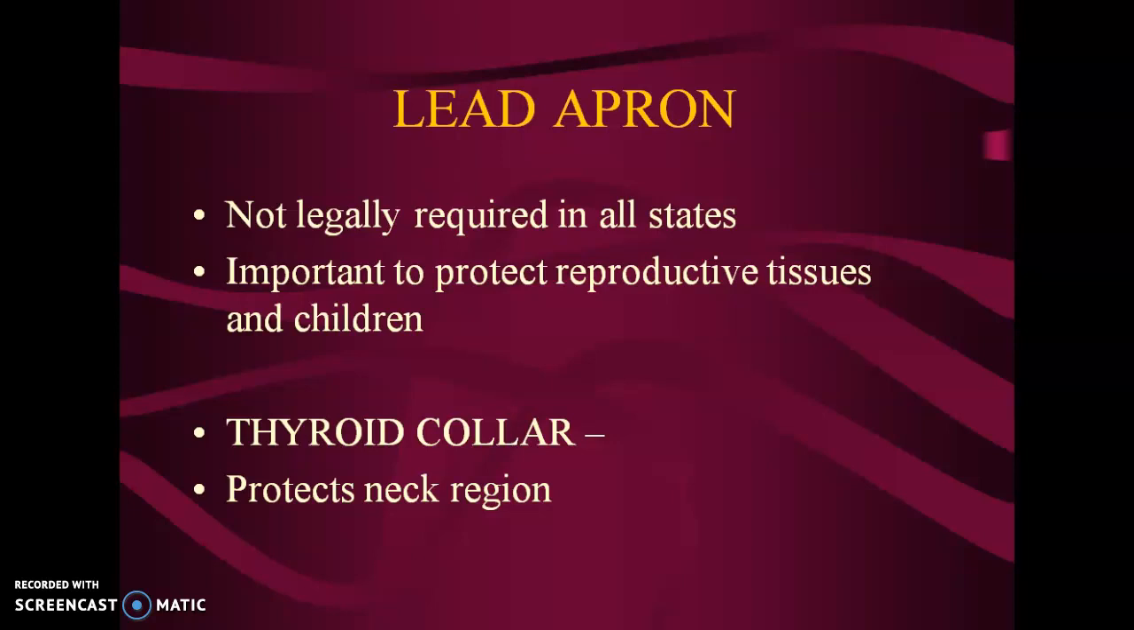But just remember, when you're taking a panoramic, you want to remove the thyroid collar or use a lead apron that does not have a thyroid collar, because it will interfere with and show up on your image. And that concludes part 1.